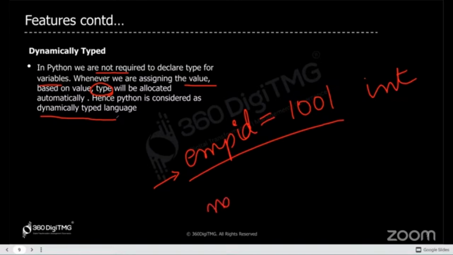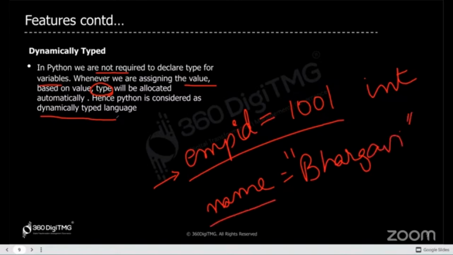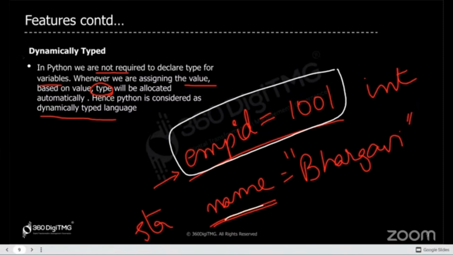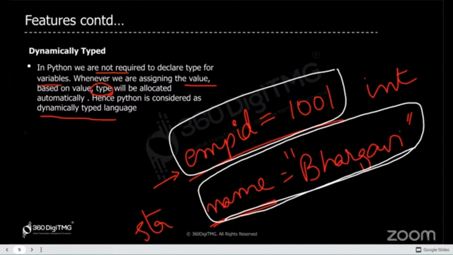If I declare a variable called name and assign the words, my name is Bhargavi, I'll assign Bhargavi there. What will happen? This variable is automatically going to be marked as string, means it is holding alphabetical or alphanumerical data. Now, do you notice any difference between what I typed over here and what I typed over here? Do you notice any difference between these two? The way I have given the input.